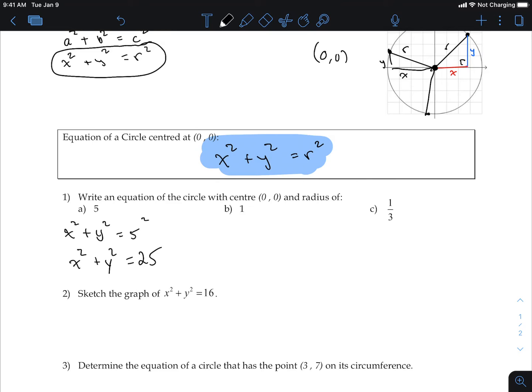That's the equation of your circle, whose radius is 5. So we don't need to find the values of x and y? Not yet. I don't even think you're going to do that. You might. If I give you a point, then yeah.